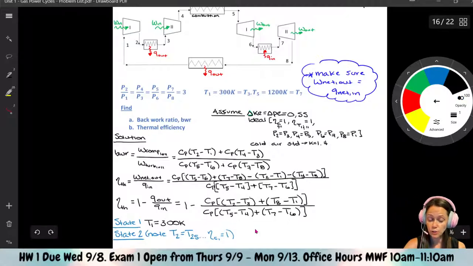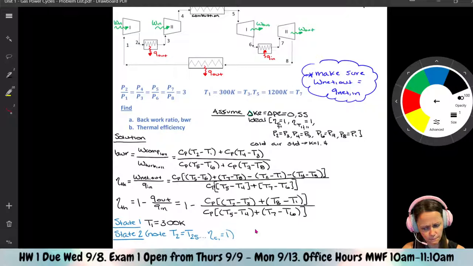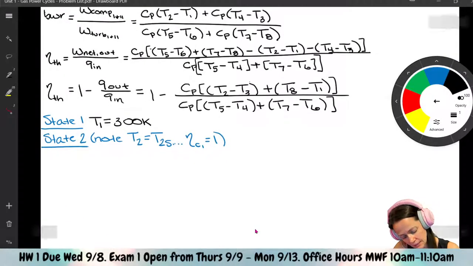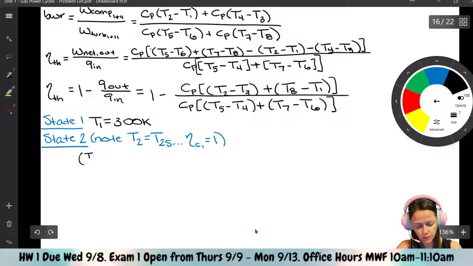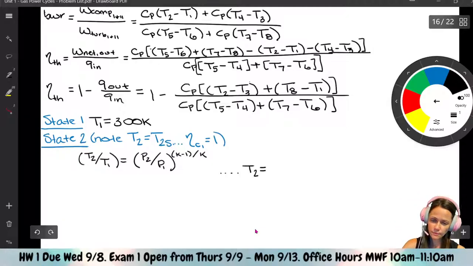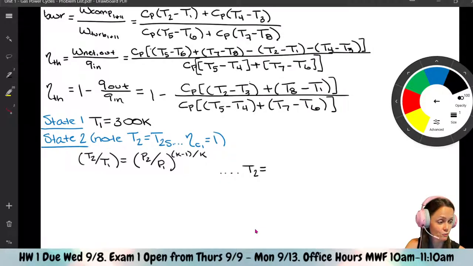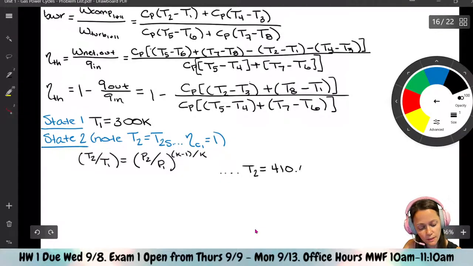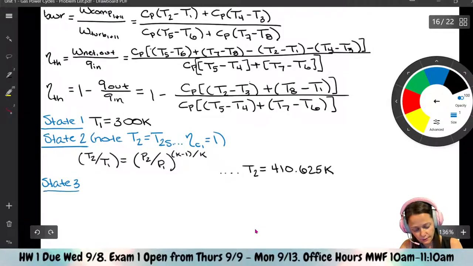All right, so that just means I need to use one of my isentropic relationships for an ideal gas with constant specific heats. So it's going to be T2 over T1 equals P2 over P1 to the K minus 1 over K. And it's just a matter of solving for T2. So I get a T2 of 410.625.